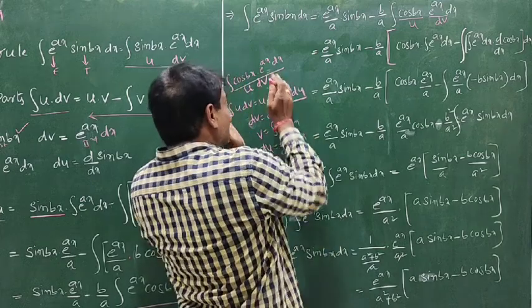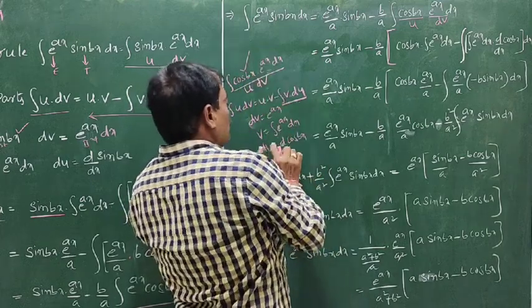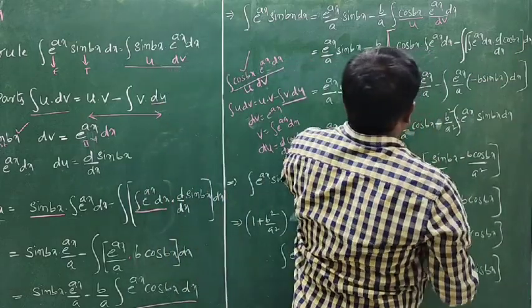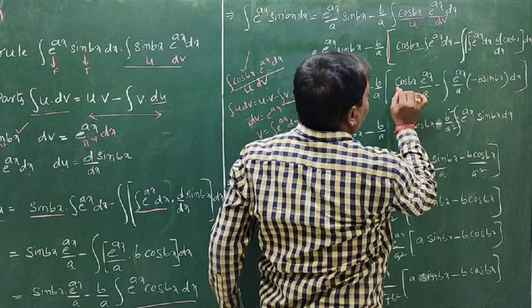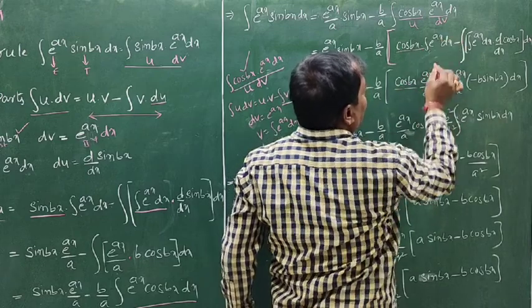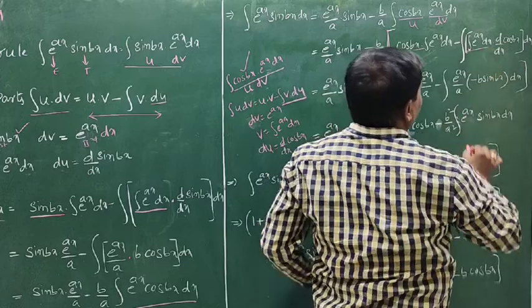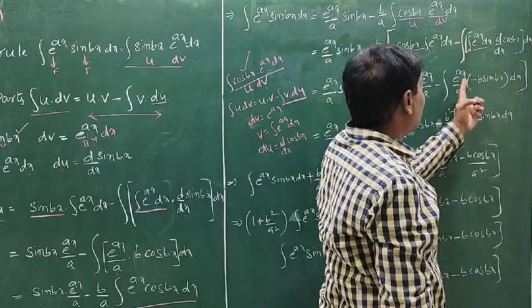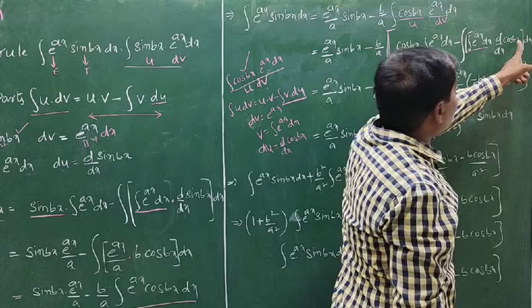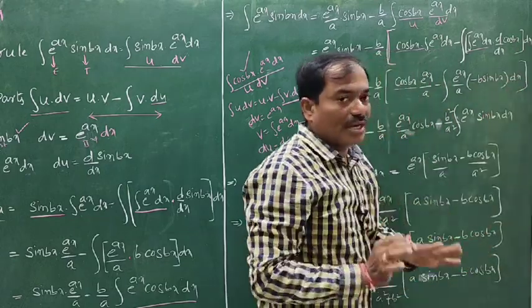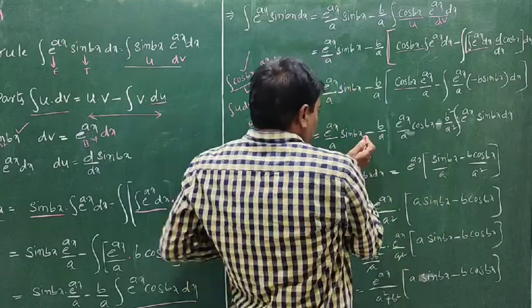So in this integration, this is the first function, so du equals the differentiation of the first function into dx. Now we have to find these values. Cos bx is as it is, the integration of e power ax equals e power ax by a, and the differentiation of cos bx equals minus b sin bx dx. So this is as it is.